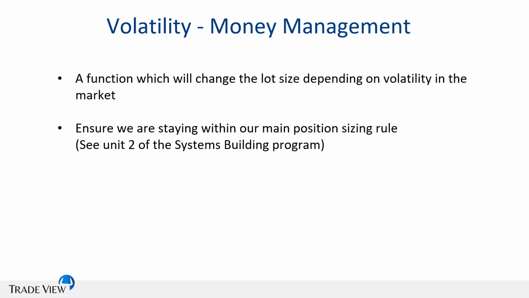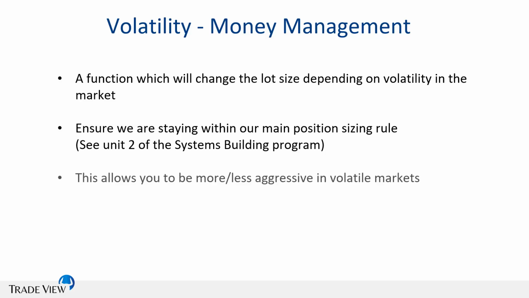However, having said that, we need to ensure that we're staying within our main position size ruling. And for those who aren't aware of that, go and revisit Unit 2 of the Systems Building Program, where we share with you our rule structure for money management. So I've still got to ensure I'm staying within that. And essentially, this is going to allow you to be either more aggressive in volatile markets or less aggressive.